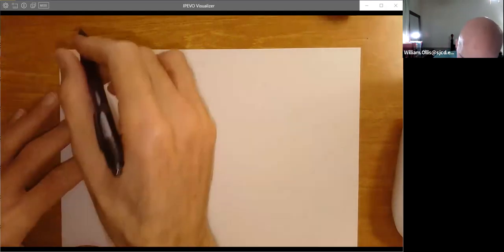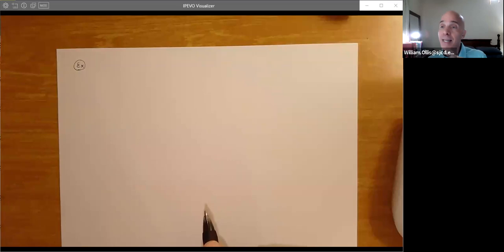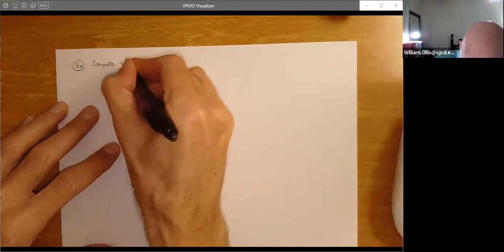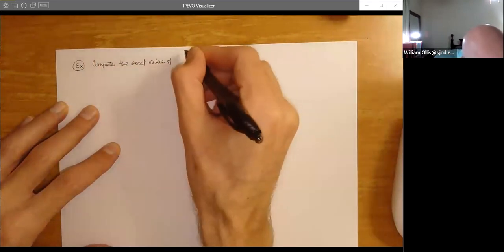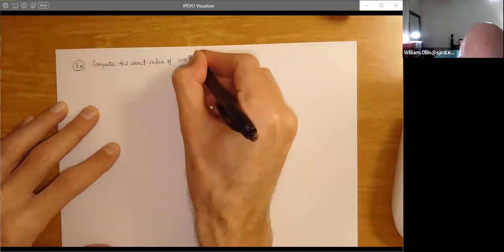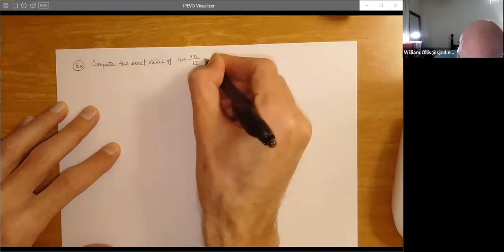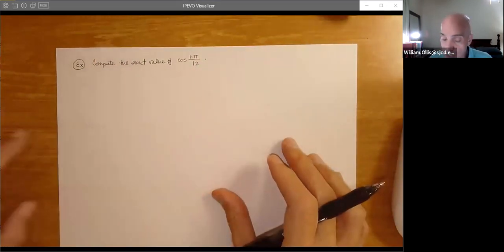So for instance, say we're interested in figuring out a value that's not on the unit circle, but it is comprised by combining values that we already know. So for instance, we could say compute the exact value of, and I'll write this down, cosine of 11 pi over 12. And of course, as we do the half angle formulas, you're going to think of another simpler way to do this. But I want to use the addition formula.